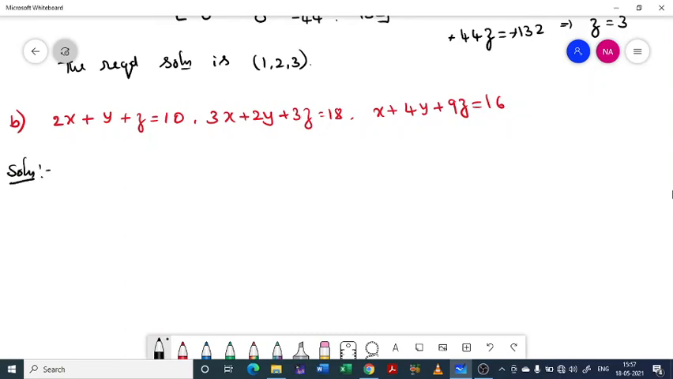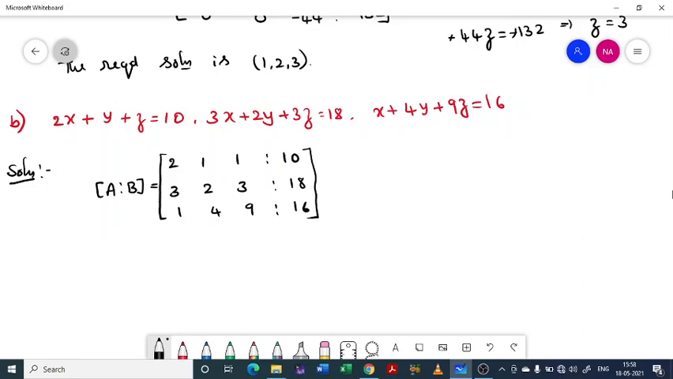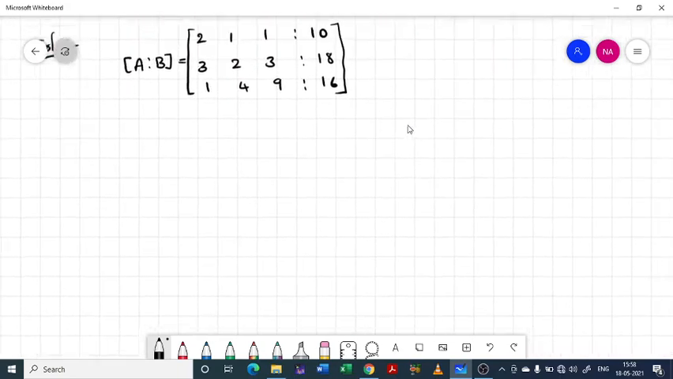Okay, solution problem, the augmented matrix, right? The augmented matrix A colon B equal to, first row 2 1 1 colon 10, second row 3 2 3 colon 18, third row 1 4 9 colon 16. Okay, this will be the corresponding augmented matrix.